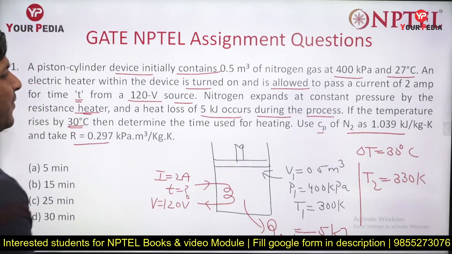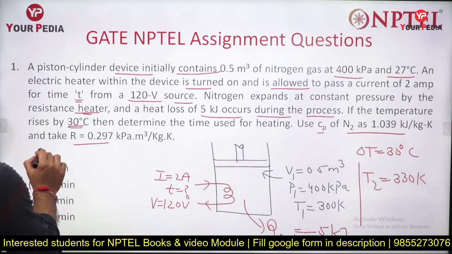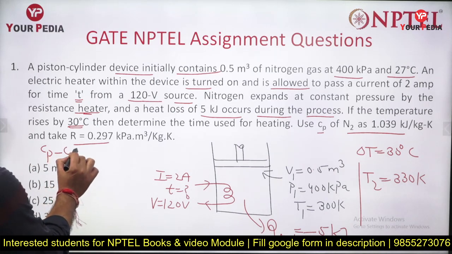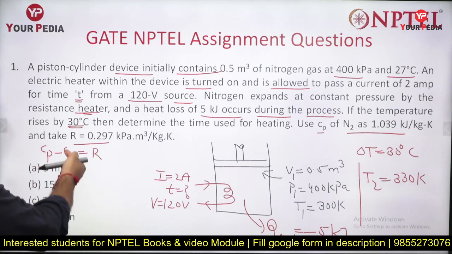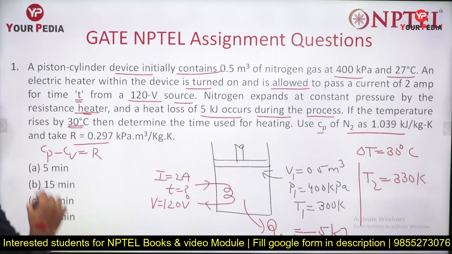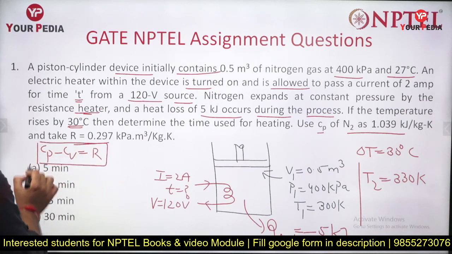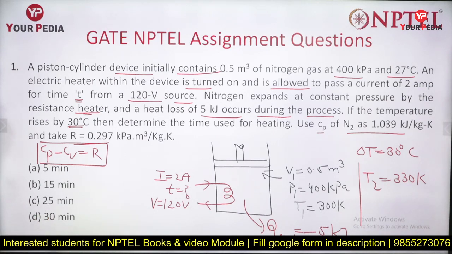and Cv also you know, because if you know the R, Cp minus Cv is nothing but R. So Cv you will get by subtracting R from Cp. This relation you can use, because nitrogen is an ideal gas, Cp minus Cv equal to R. Okay, so Cv is also known to us. Now this time you need to find out. I hope this question is very clear. Please try with this data, guys.